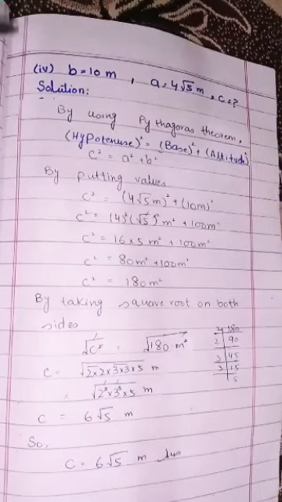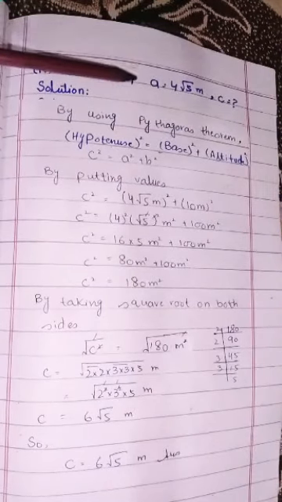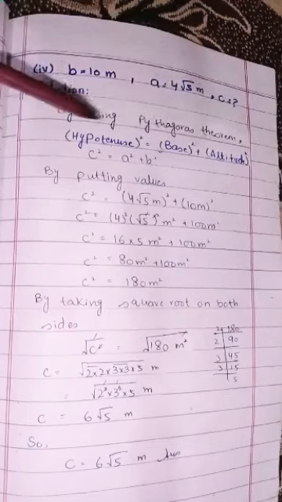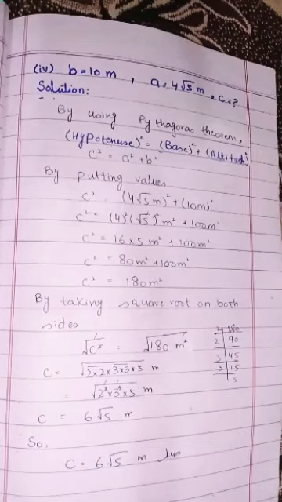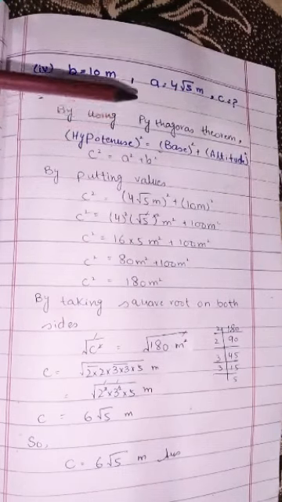Now students, moving towards our part 4, b is equal to 10 meter, a is equal to 4 square root 5 meter and c is equal to unknown to us. We have to find out the value of c by using our Pythagoras theorem. Let's begin our solution by using Pythagoras theorem.